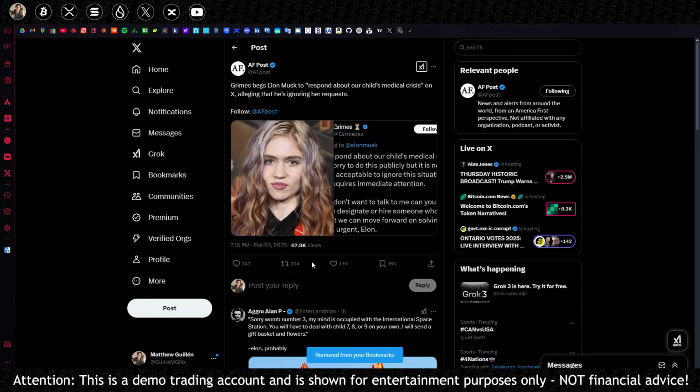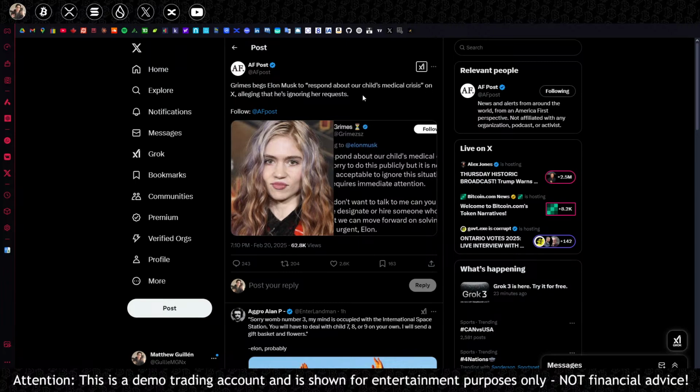Some more Elon Musk drama as well. Grimes, one of his women, begs Elon Musk to respond about our child's medical crisis on Twitter. Ashley St. Clair, Grimes now taking to Twitter to try to get Elon Musk's attention on their children. She's also been saying that Elon has been ignoring her requests. I mean, he's a busy guy, but okay, well, you have children, you probably do have to watch over them and everything, but whatever.